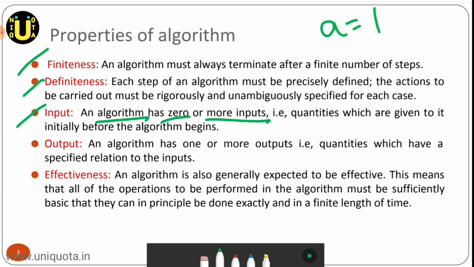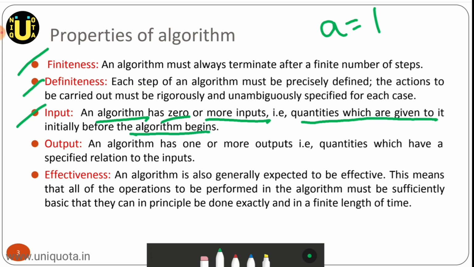For example, if the problem statement is to check the temperature, the algorithm can take an input of what the temperature is, and it can suggest clothes. So that is quantities which are given to it initially before the algorithm begins.